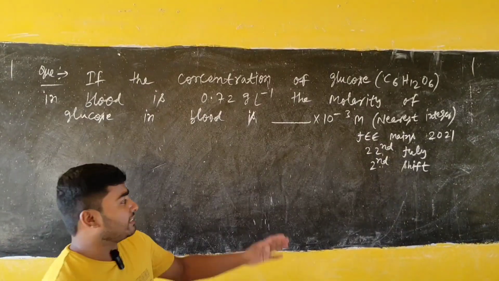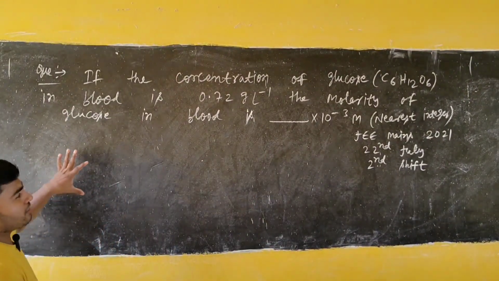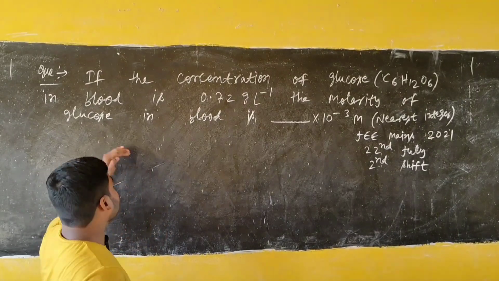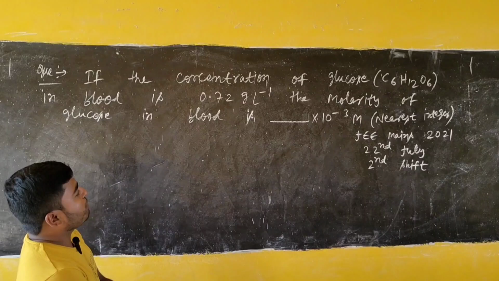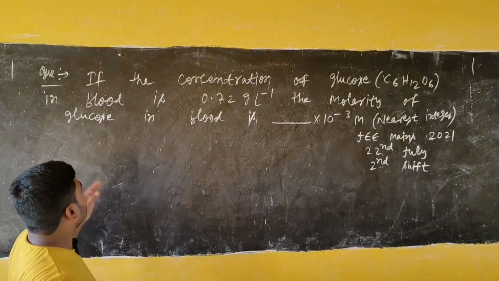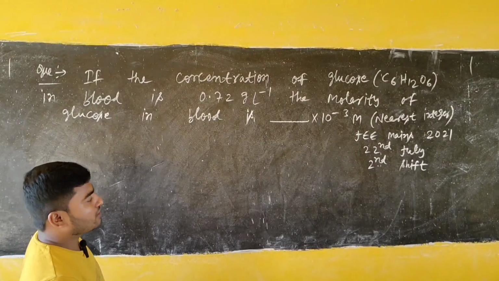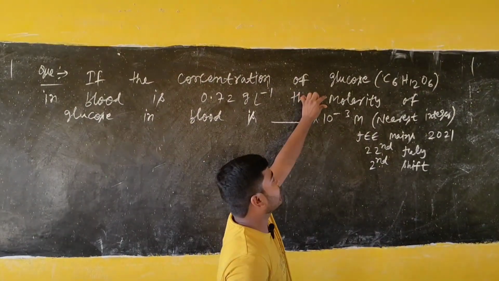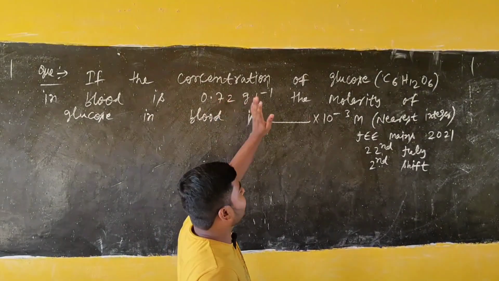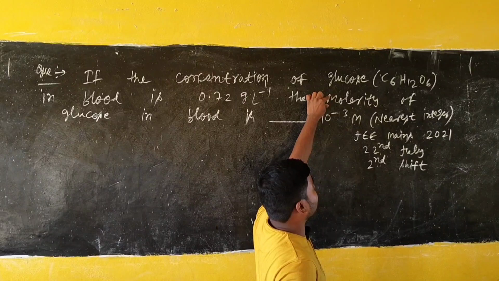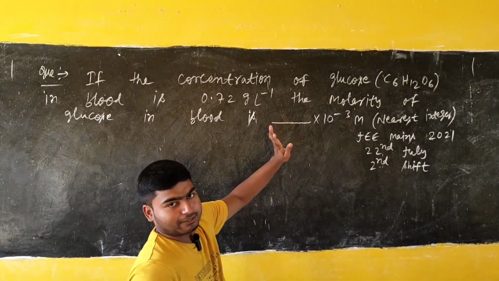This question is from 22nd July, second shift. Okay, so now let us read the question first. You can say this is an average level question. If the concentration of glucose in blood is 0.72 gram per liter, the molarity of glucose is, they have asked what is the molarity, or sometimes they ask what is the concentration directly. See, this concentration is given in gram per liter, and sometimes they will directly ask for concentration in place of molarity.